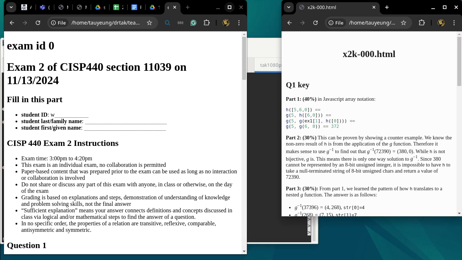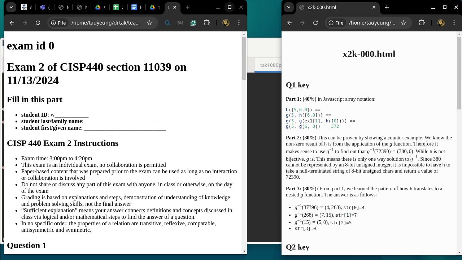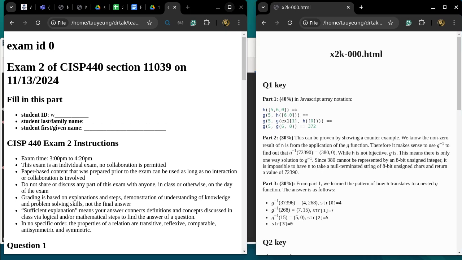All right, so on the right-hand side, we have the key or the answers. And on the left-hand side, we have the actual question. It took me this morning to kind of generate the keys. All right, so let's go to question number 1.